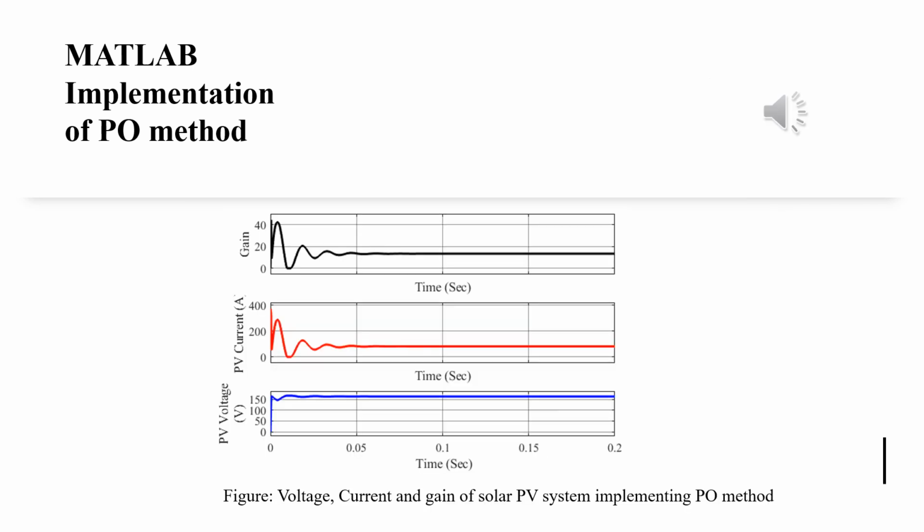This slide shows the voltage, current, and gain curve of the solar PV system implemented in the previous slide. We can see that the PV current and voltage have some fluctuations at the beginning of the time, and then the PO method continuously tracks and keeps it at a stable point.